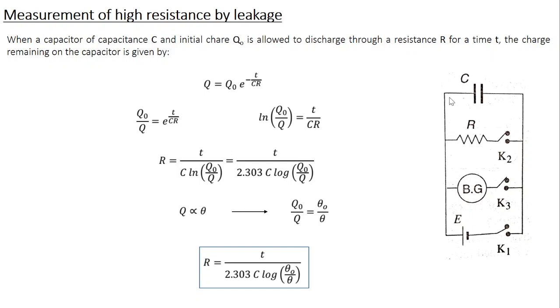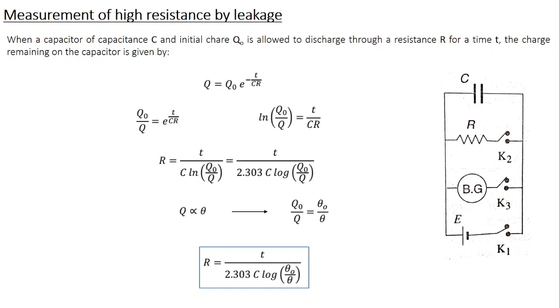Now what you need to do, you need to measure Q naught. You cannot measure it directly. Instead, you measure the deflection on the ballistic galvanometer corresponding to Q naught. So for that, you open K1, so the power supply is removed from the circuit, and close K3. Now the capacitor is connected to the ballistic galvanometer. The charge Q naught from the capacitor flows through the ballistic galvanometer. You get a deflection corresponding to that, called theta naught. So measure theta naught. This will give you an idea of how much charge is stored in the capacitor.